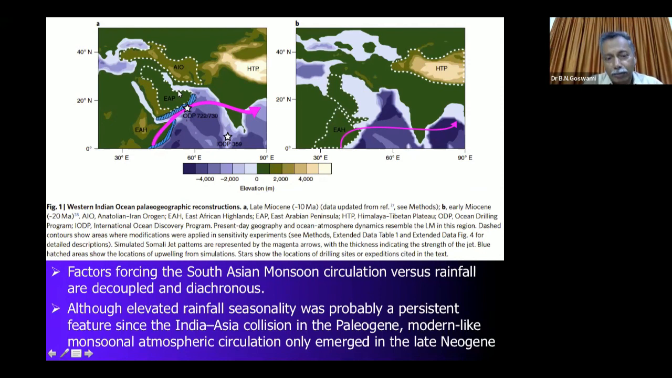And so this is an important understanding. I think now it's clear that the factors forcing monsoon circulation versus rainfall are kind of decoupled and diachronous. So although elevated rainfall seasonality was probably a persistent feature since the India-Asia collision in the Paleogene, modern-like monsoon atmospheric circulation only emerged in the late Neogene. So there is no discrepancy between the observations that people found, but it was our understanding of what caused the intensification of the winds that was not well understood until now. I think now it is better. With that, I think I will stop.